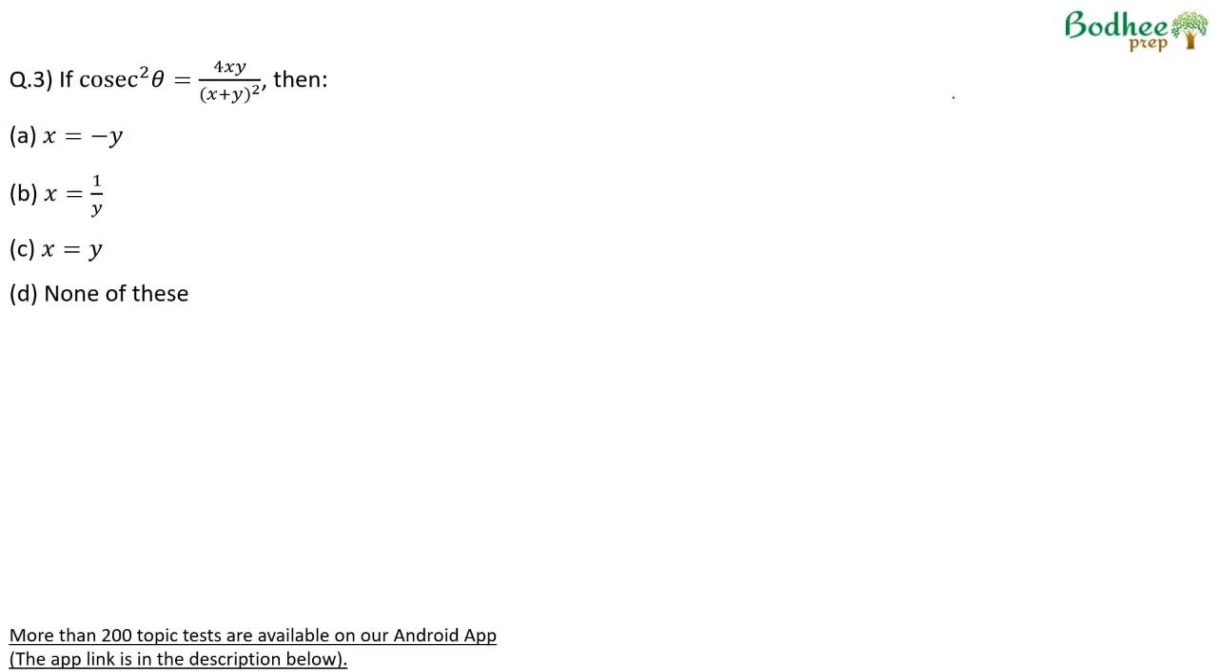If cosec square theta is equal to 4xy upon x plus y whole square. Now, we know that the value of cosec square theta will always be greater than or equal to 1, because sine theta lies between minus 1 and 1. Therefore, the inverse will lie beyond 1 and minus 1, and squaring will make everything positive.